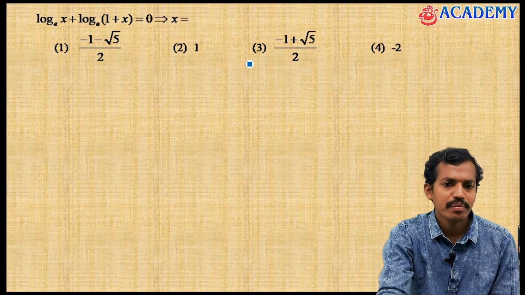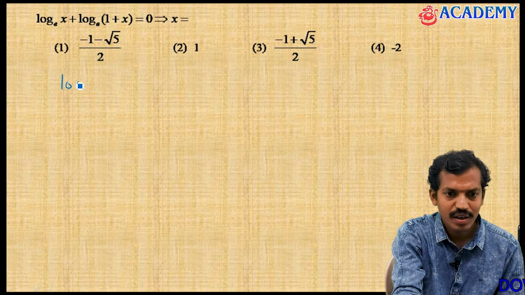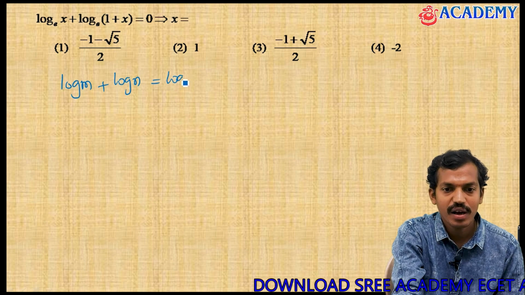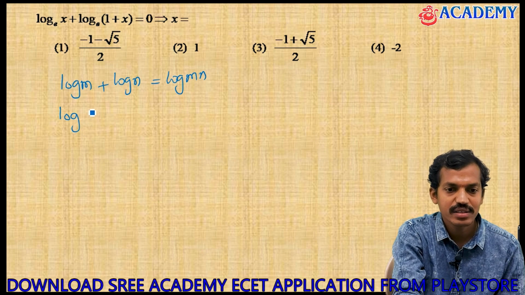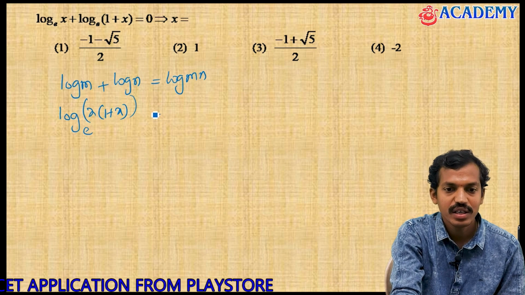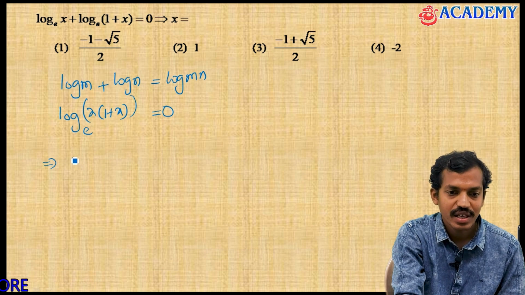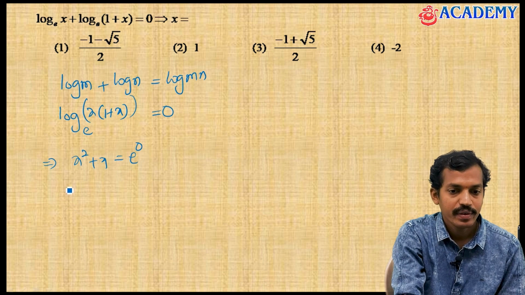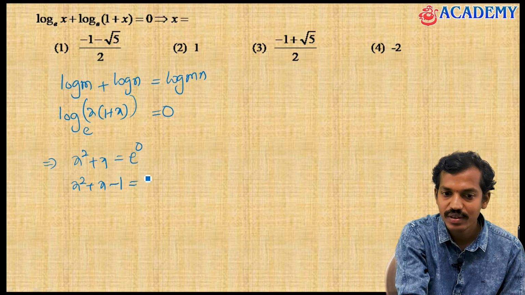It is also a basic problem based upon logarithm only. Log x base e plus log, we know the formula, log m plus log n is always log mn. With that I am writing the equation, log x into 1 plus x, where the base is e, equal to 0. Simplifying as previously, if I take e this side, it's going to be e power 0, that is x square plus x, this is going to be 1, so I am writing minus 1 equal to 0.